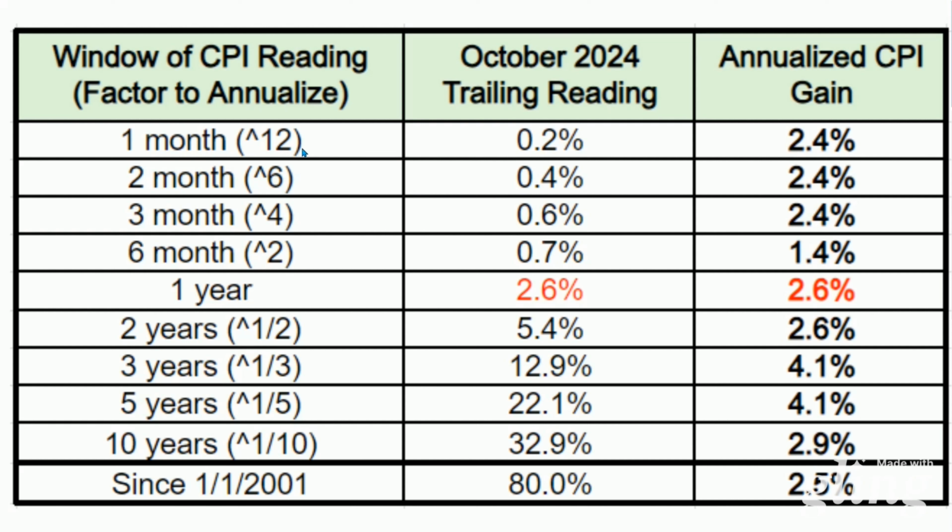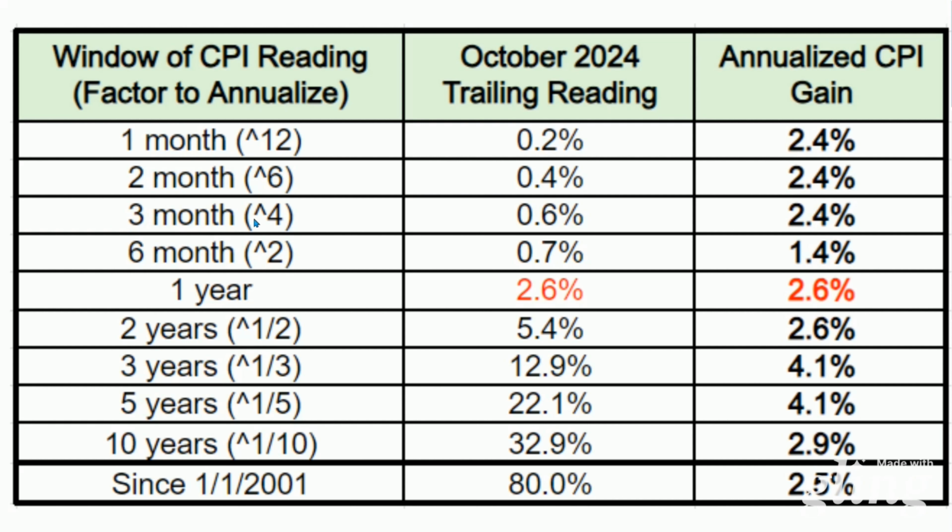And the way to look at it in this table, which is more simplified and informative, is the 1 month inflation rate, how that annualizes to. So 1 month to the 12th power is the annual CPI. The 2 month inflation rate to the 6th power is the annual CPI.